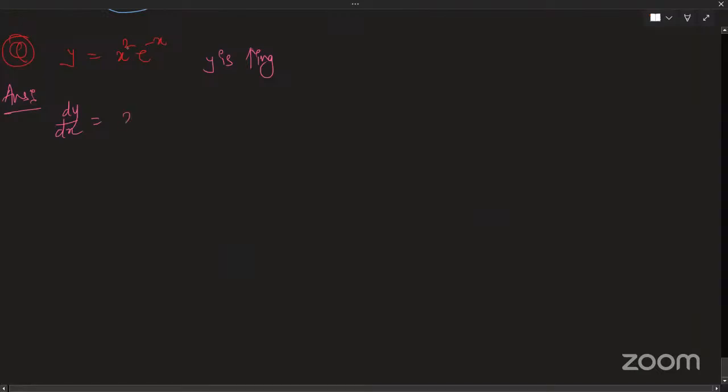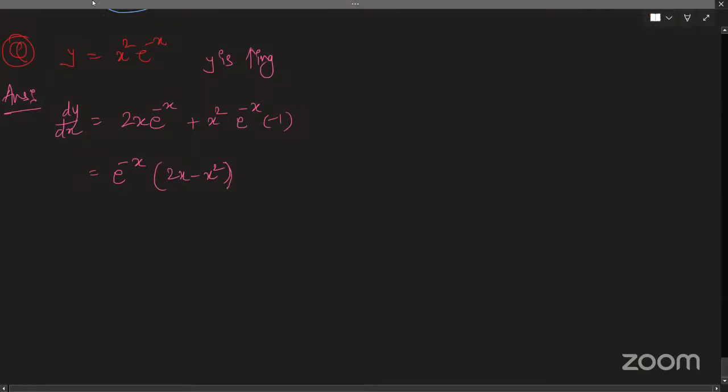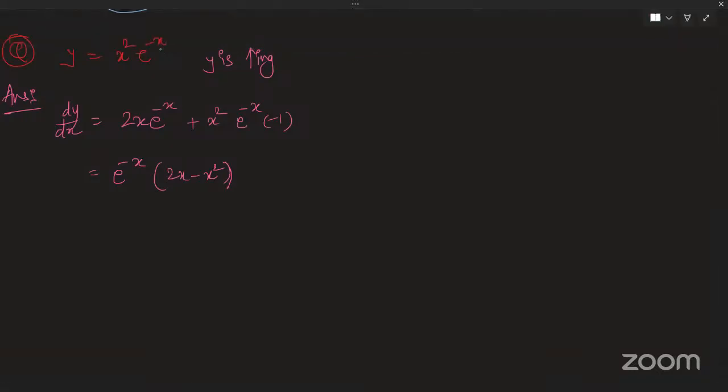2x into e raised to minus x plus x square into e raised to minus x into minus 1. Correct? Yes, sir. So it can be written as e raised to minus x into 2x minus x square. Fine. Correct. So, e raised to minus x. What do you know about e raised to minus x? Sir, it's always positive, sir. Great.